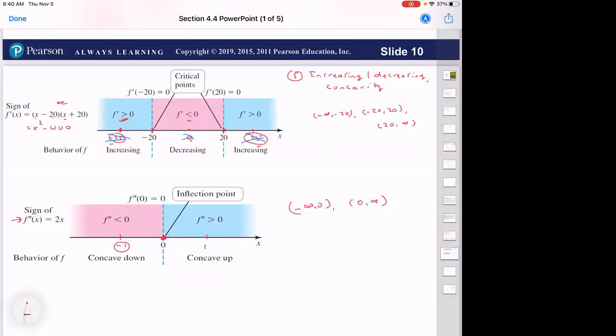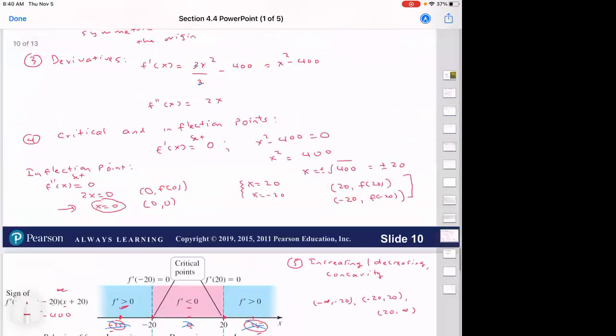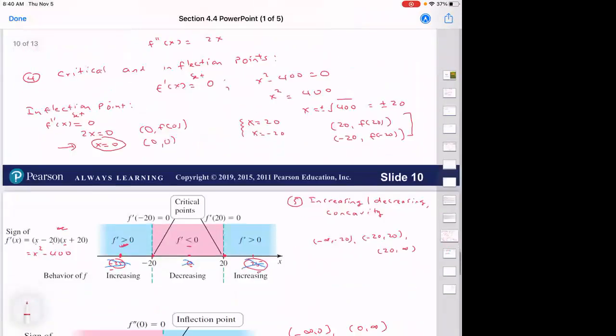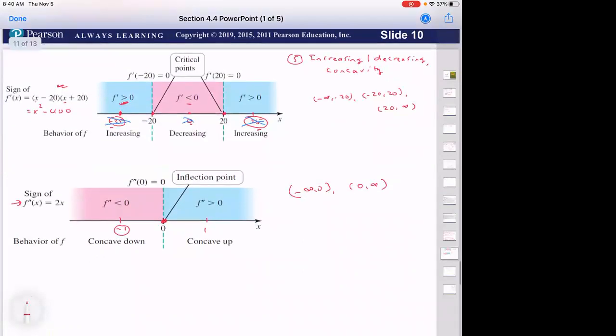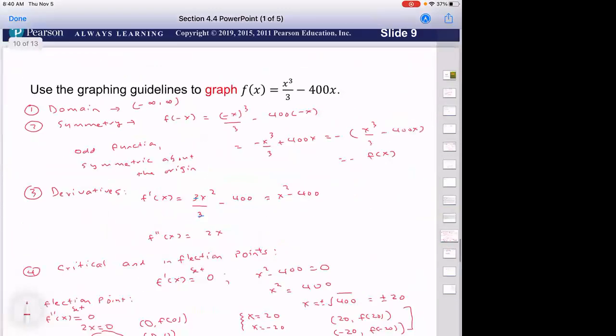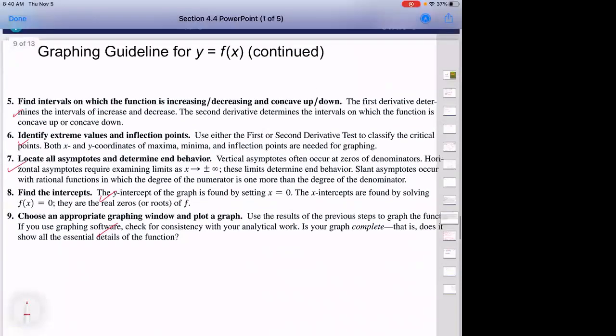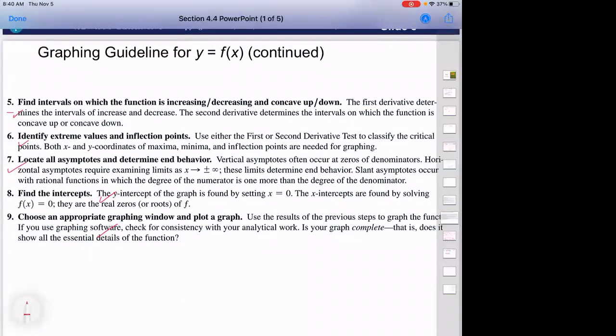Now what do we have so far? We have the domain, we have the symmetry, we have the critical points, we have the intervals on which the function is concave up or down, and we have inflection points. What do we need? So let's go back and see where we are. So we are here, on number 5, and find the extreme values.